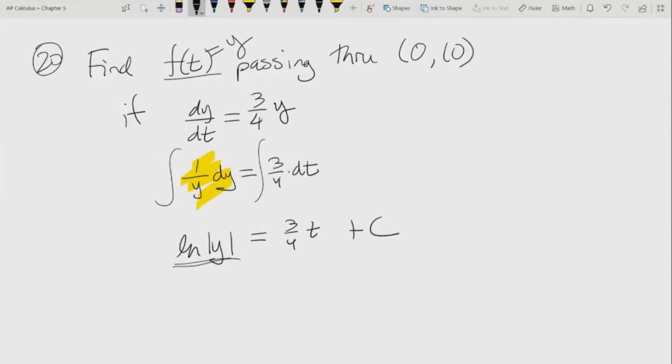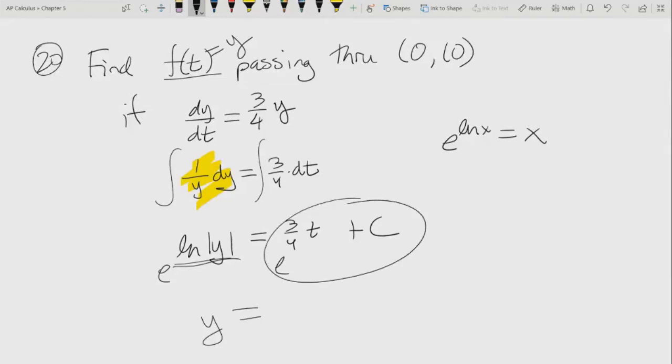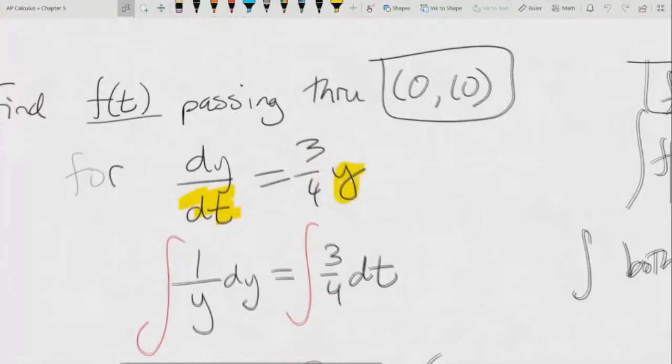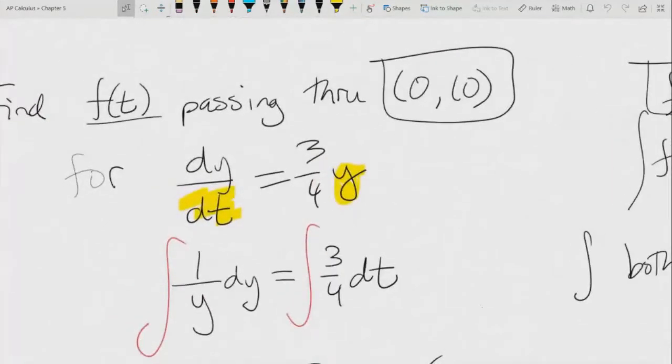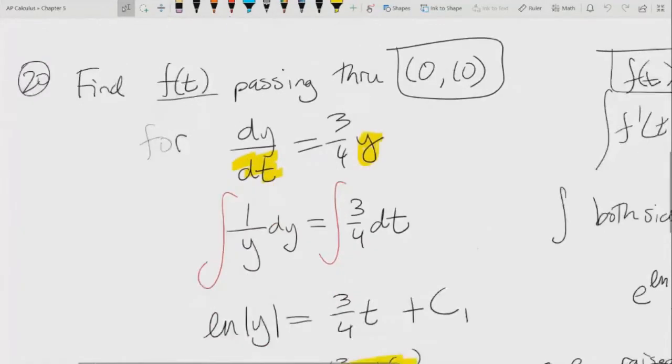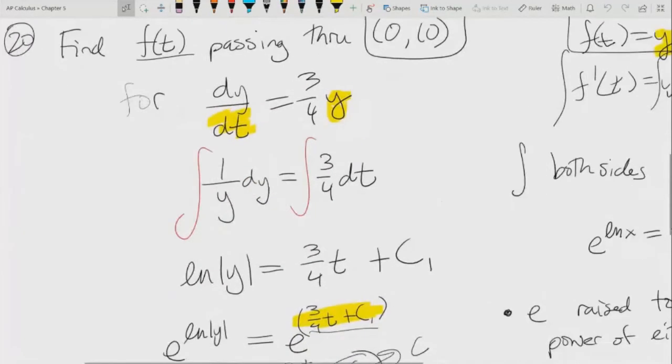Both sides, or e raised to the power of both sides. Because remember, e to the natural log of x is just equal to x. So if I said e to this and e to all this, the left side would just turn into y, but now you have to do some fun stuff with it. This guy here, the dy dt of 3/4 y. So we did a little separation of variables with this one.